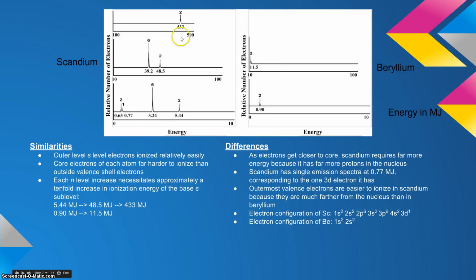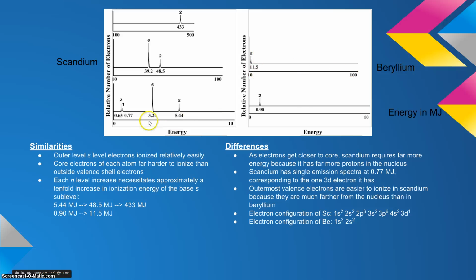Scandium requires 433 megajoules of energy. These graphs are in megajoules, whereas beryllium only requires 11.5 megajoules, and that's because scandium has far more protons, so the actual amount of energy needed to pry it away from the charge of 21 protons is far more than needed to pry it away from the charge of 4 protons.